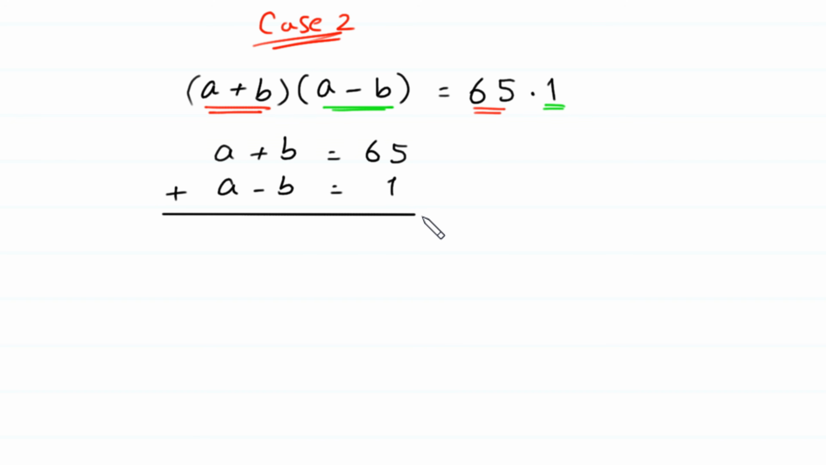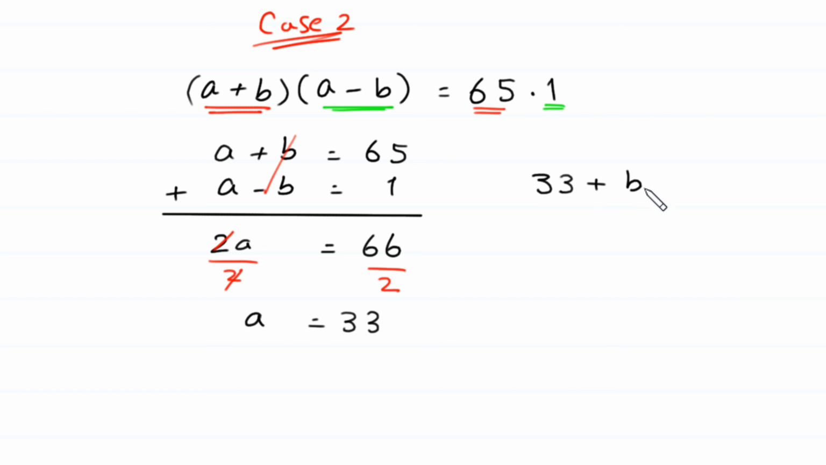We add these two equations: 1a plus 1a is 2a, and this positive b will be cancelled with this negative b, is equal to 65 plus 1, 66, and we divide both sides by 2. This 2 will be cancelled with this 2, and a is equal to 33. Now to find the value of b, we put this value of a, 33, in this equation. The value of a is 33 plus b is equal to 65.